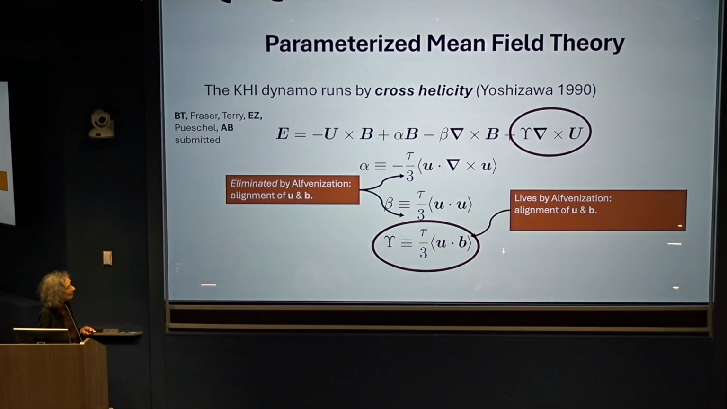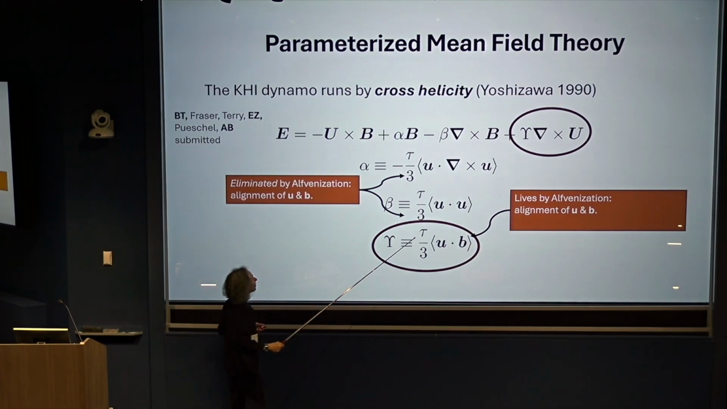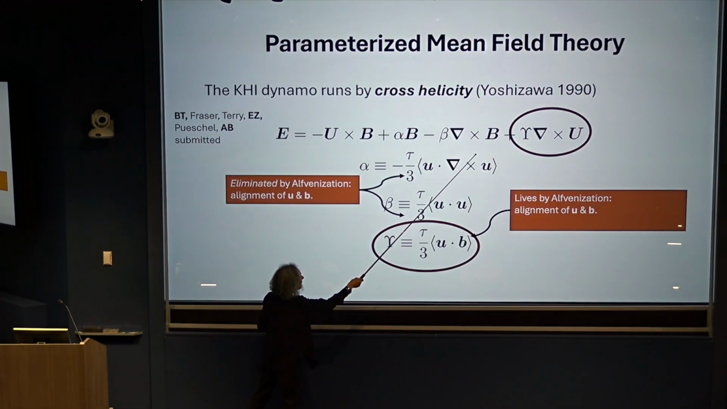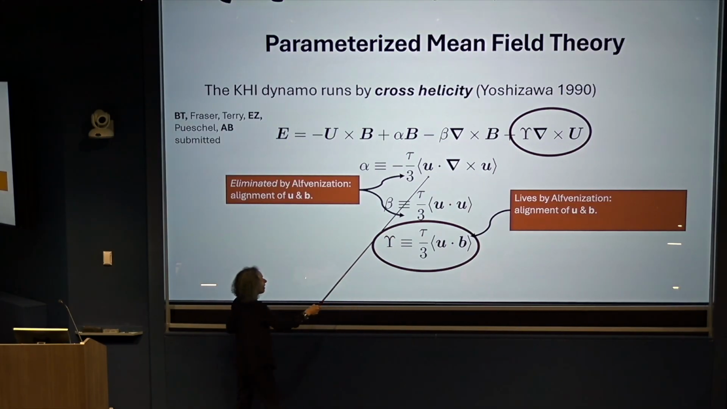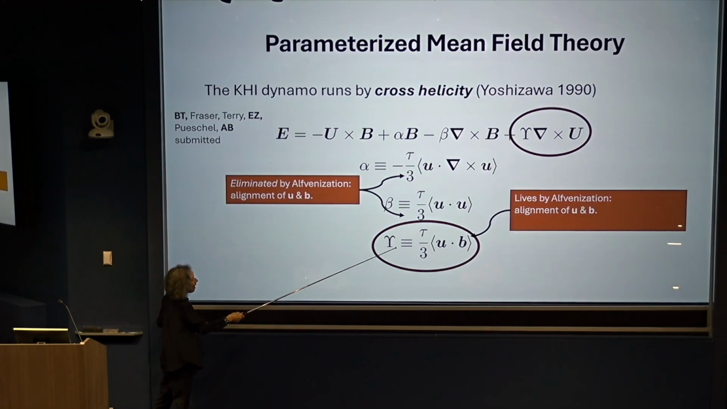So eventually, we were able to make contact with a relatively recent addition to the parameterized mean field theory, and that's the so-called upsilon coefficient. I learned a new Greek letter in doing this work. Here's the upsilon term. The ingredients of the upsilon term here are actual representations for the alpha coefficient, the beta coefficient that I introduced before, and the upsilon coefficient.